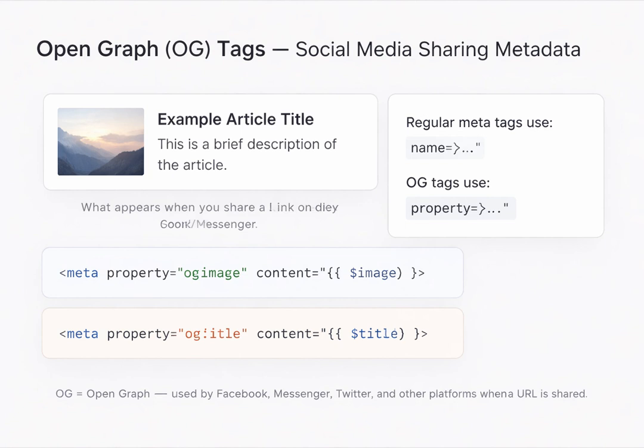The two most important ones are OG image, which controls what thumbnail appears, and OG title, which controls the headline shown in the preview. One key syntax difference to remember: regular meta tags use the name attribute, but Open Graph tags use the property attribute instead. That's not a typo, it's intentional and required for OG tags to work correctly.